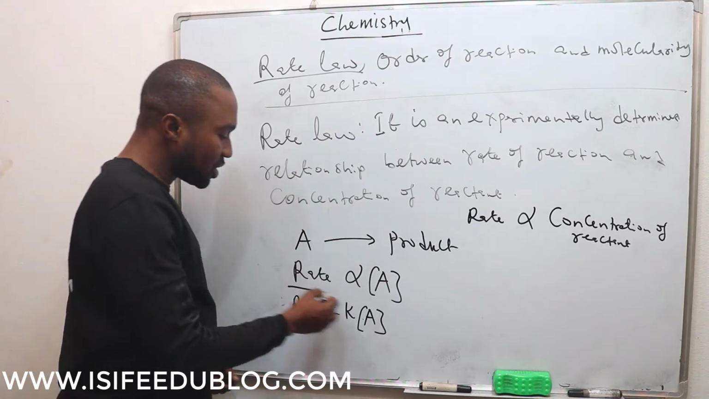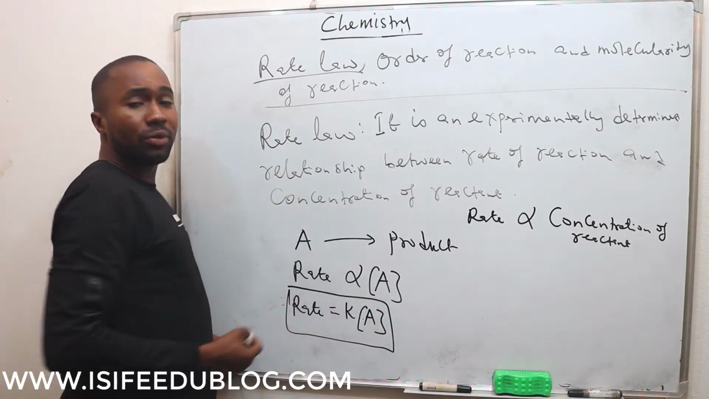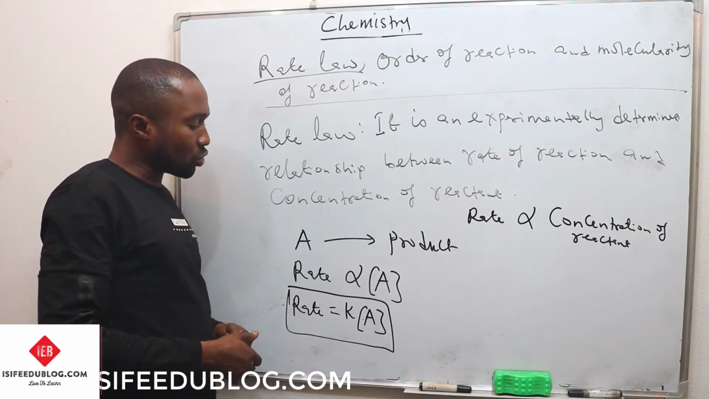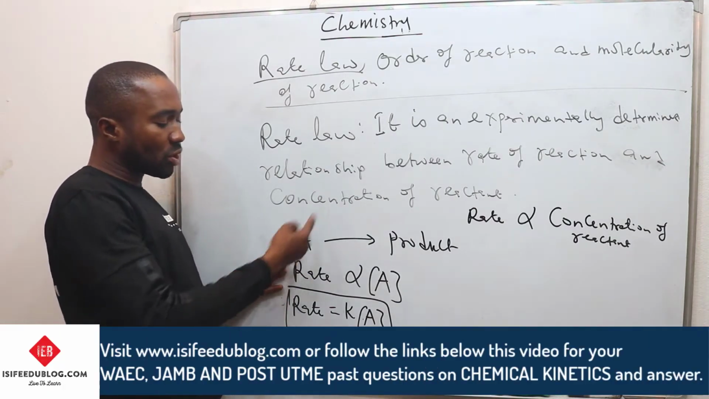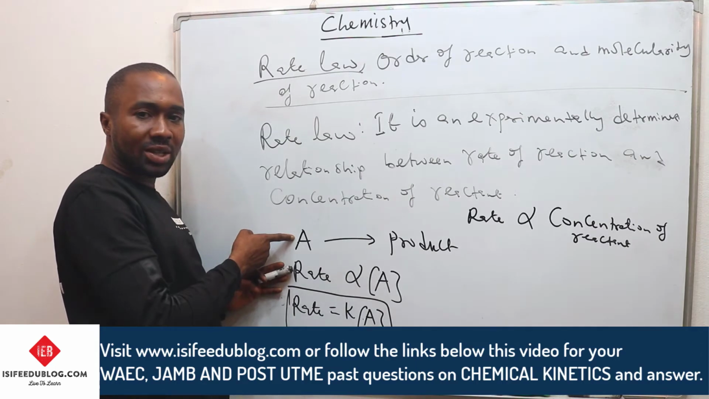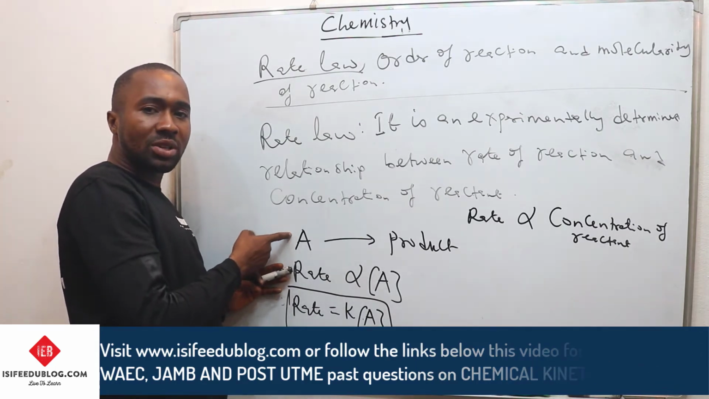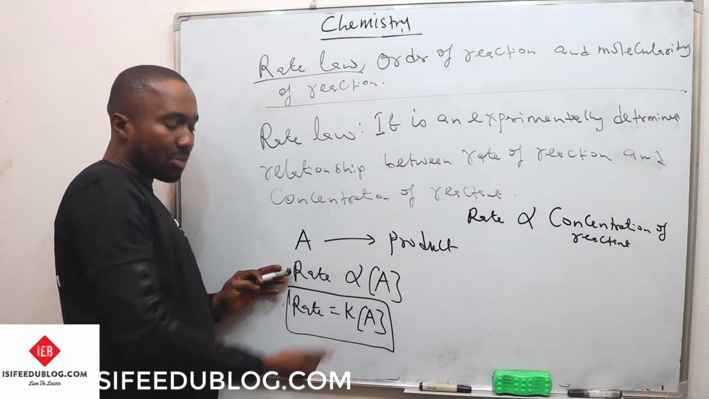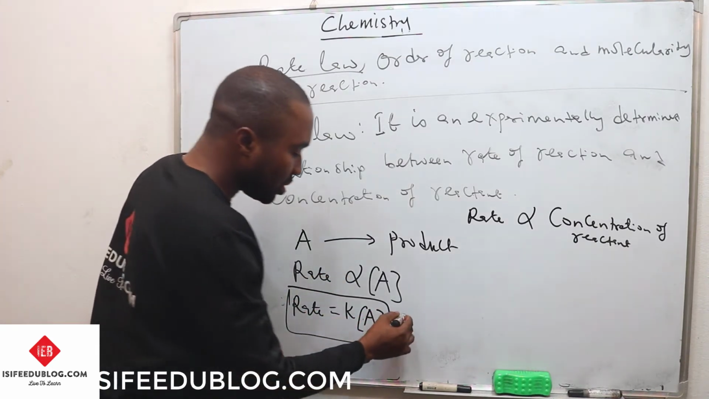So what we have seen here is called the rate law for this reaction. So whenever you are asked to write the rate law for a reaction, you just say that the rate of the reaction is proportional to the concentration of the reactant. The reactant is what we are considering. So remove the proportionality sign and you introduce a constant. From there you can now get the rate law. This is the rate law.